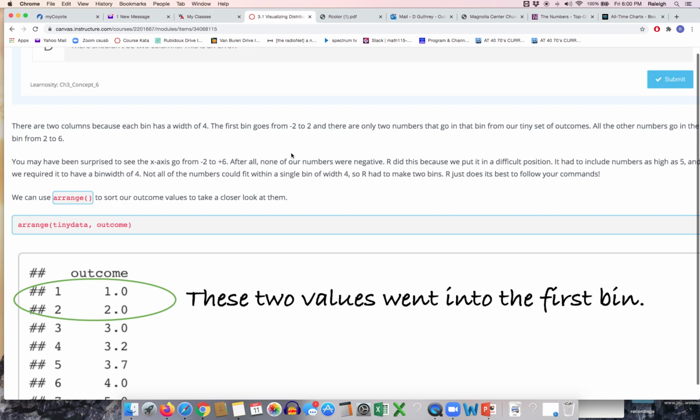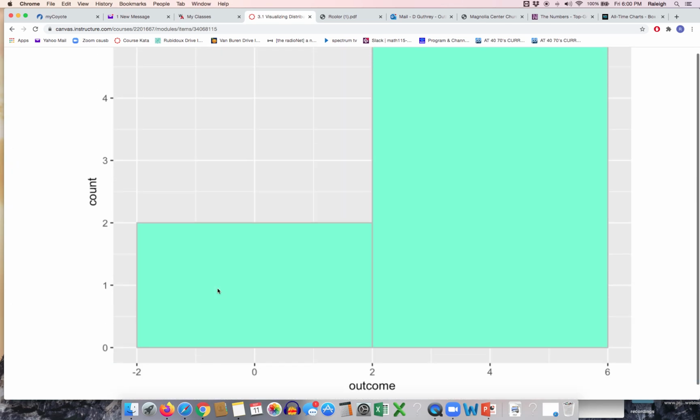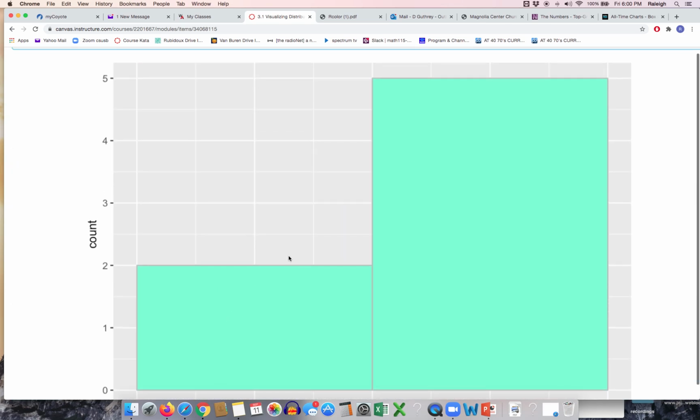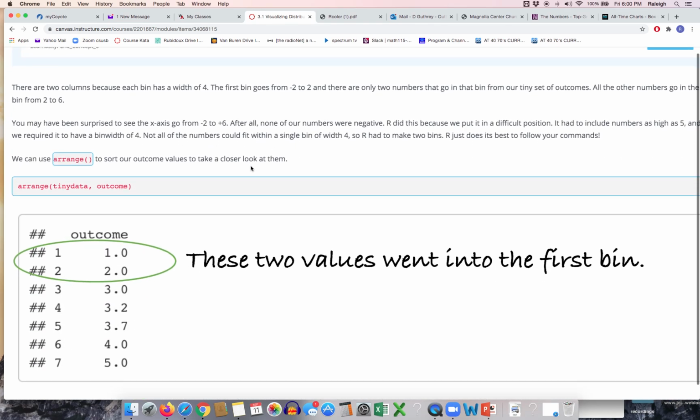And then we also saw that there were 5 numbers that landed on the other side. So that's why it's kind of a distorted looking histogram. You had 2 on the first part and 5 of them on the second part. So that's all it's doing. It's not something that's very useful. It just shows you the comparison of the 2. None of our numbers were negative. It just had to do that because it was put in a difficult position.